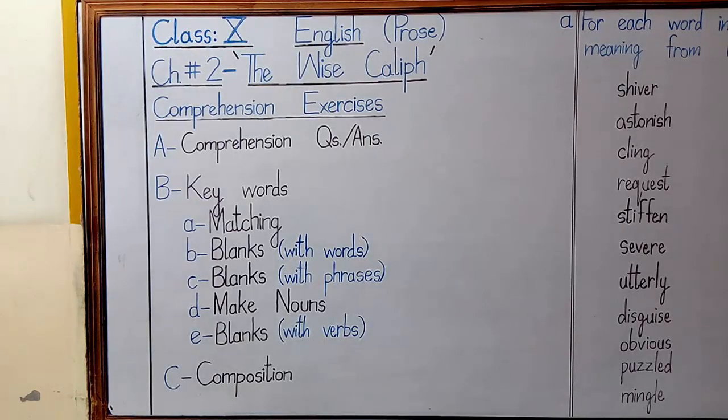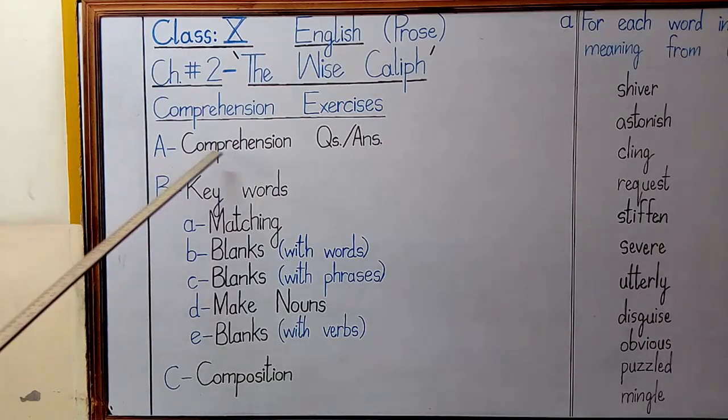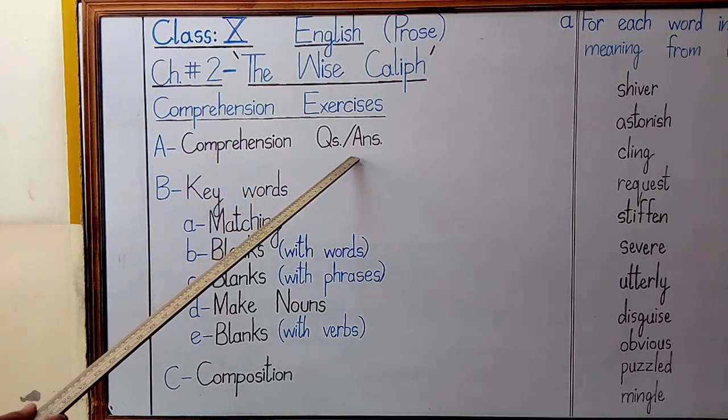So my brothers, in the last video lecture, we discussed the summary and explanation of chapter number 2, The Vice Caliph. In this video lecture today, we will discuss comprehension exercises. As you can look at the board, there are three main exercises in this chapter. Exercise A, comprehension question answers.